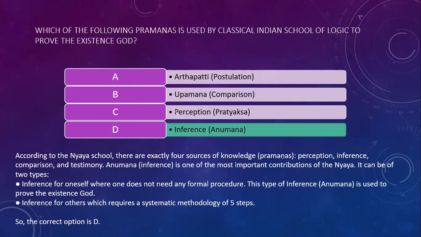And inference. According to the Nyaya school, there are exactly four sources of knowledge: perception, inference, comparison, and testimony. Anumana is one of the most important contributions of Nyaya. It can be of two types: inference for oneself, where one does not need any formal procedure. This type of inference is used to prove God's existence.